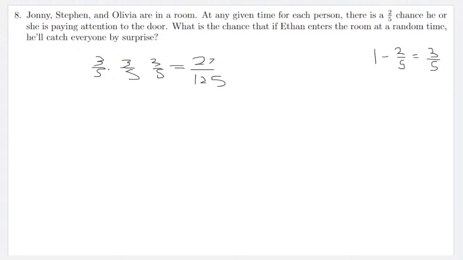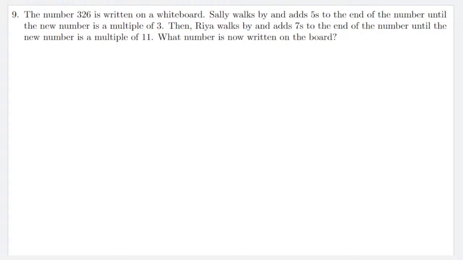Okay, number 9. So number 9, we start with the number 326. And then the first thing we do is we add 5s to the end of the number until the number is a multiple of 3. And so the first thing to do is evaluate the 5s.